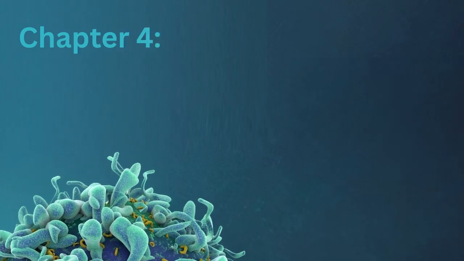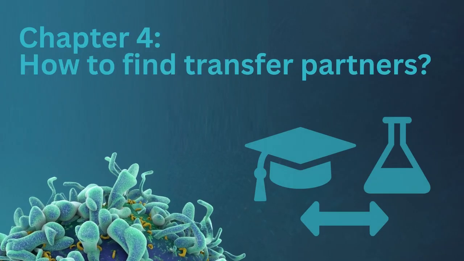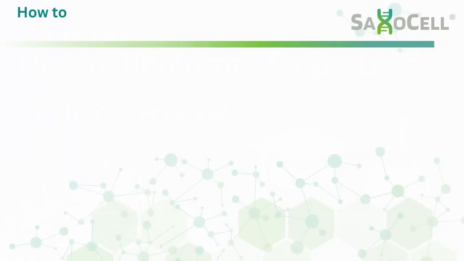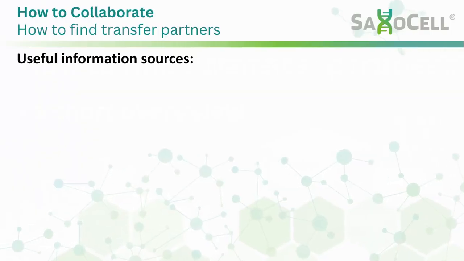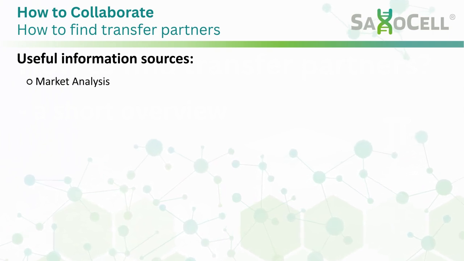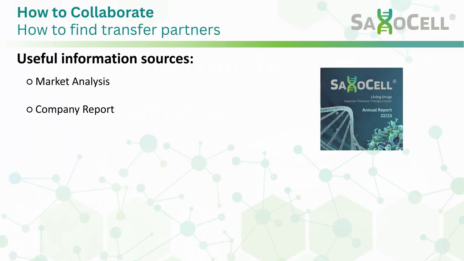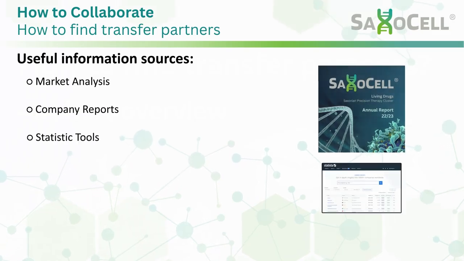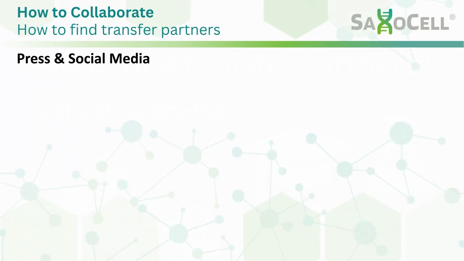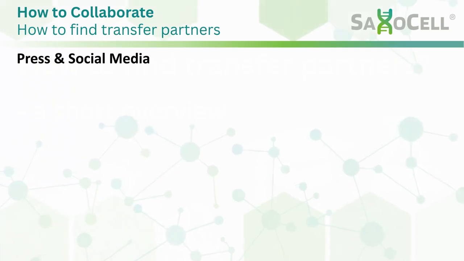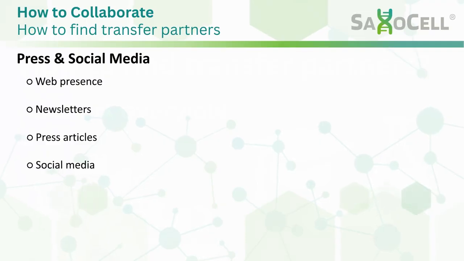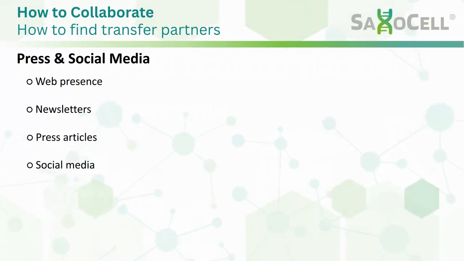In this section, we'll give you a brief overview of the most important approaches to finding transfer partners. There is not one, but many ways to find transfer partners. One approach, for example, is market analysis through public information, such as company reports, or statistic tools like Statista. And of course, there is Google too. To facilitate a transfer, you can create public awareness in all kinds of media. But this requires close collaboration between scientists, TTOs, and local press offices.